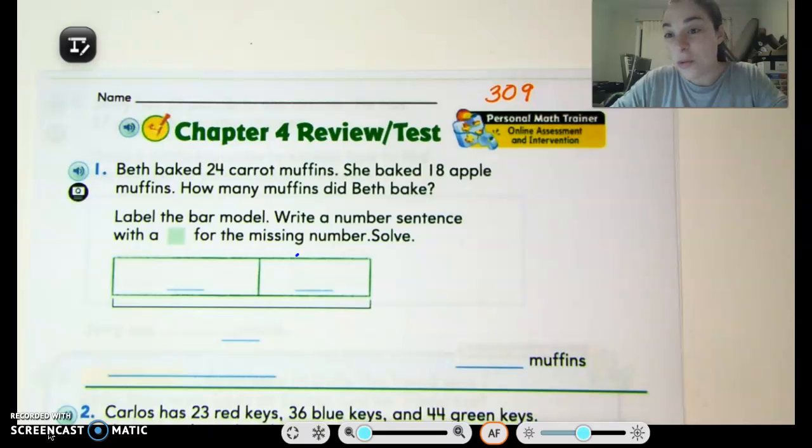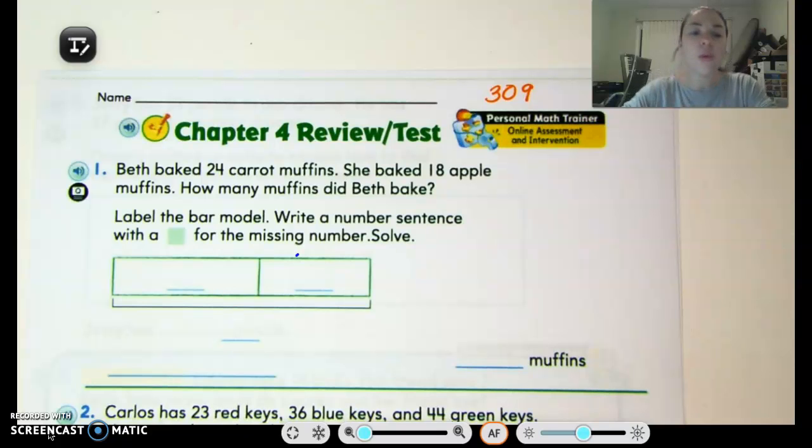Now, in Chapter 4, you're going to see a lot of word problems. Remember, anytime we're solving a word problem, we want to read through the problem, then underline important numbers, box important words, and ask ourselves, are those numbers a part or the whole? Are you ready? Okay, number 1.